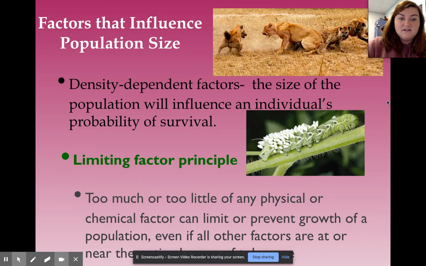Then within that, you've got the limiting factor principle, which is just the idea that too much or too little of any physical or chemical factor can limit or prevent growth of a population, even if all other factors are at or near the optimal range of tolerance. So too much or too little of anything isn't a good thing. Even if everything else in the ecosystem was perfect, you don't want to have too much or too little of any specific thing.